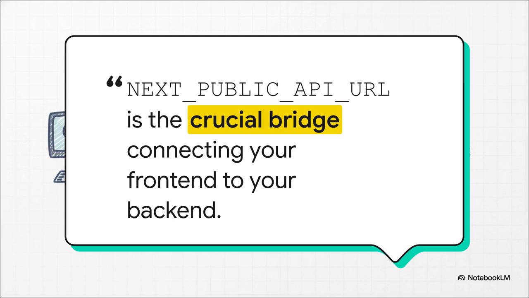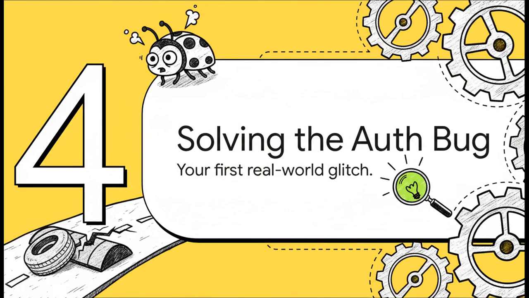That is where this one little line of code comes in. This variable, NEXT_PUBLIC_API_URL, it's the bridge. It's the critical connection. You literally just tell the frontend the web address of the backend you just launched, and that's it. They're connected. They can talk to each other across the entire internet. It's really that simple.